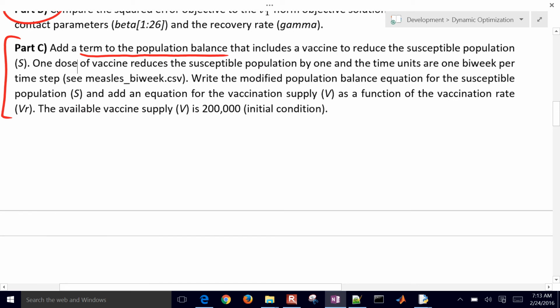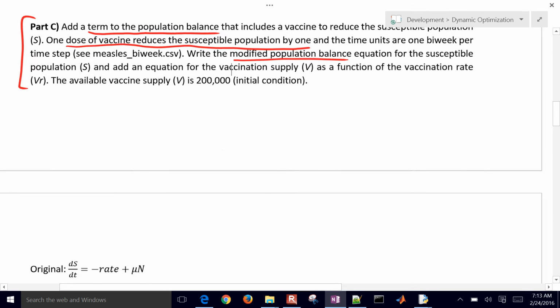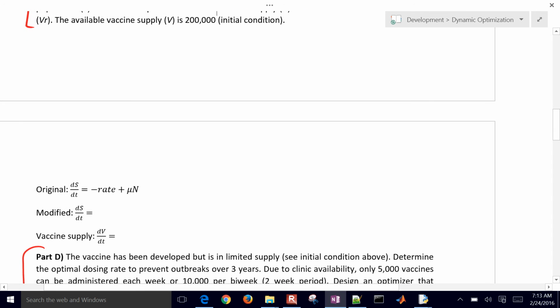Okay, and then 1 dose of the vaccine reduces a susceptible population by 1. So you're vaccinating a child. And so we want to write the modified population balance equation, and we're going to use VR for our rate. Okay, this was the minus beta times susceptible times infectives divided by the total population plus the birth rate. Okay, new people entering the susceptible population. And then what we're going to do with the vaccination rate is just subtract.